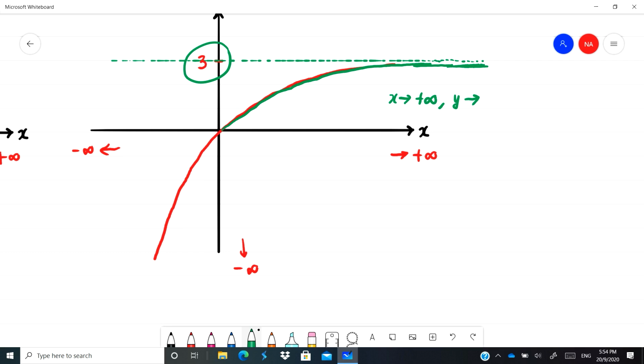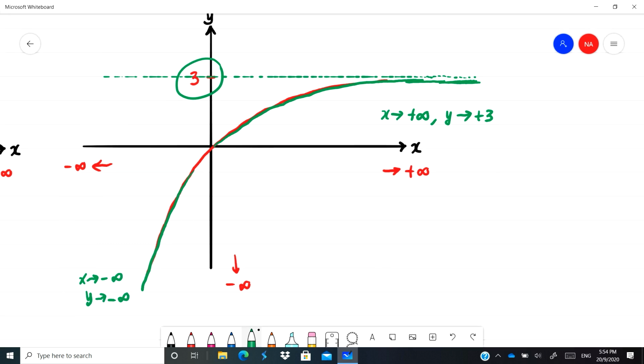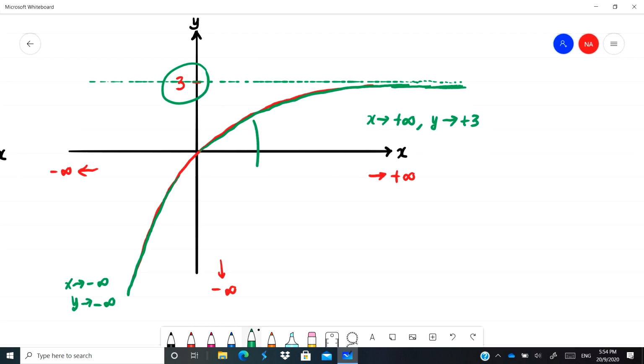This is approaching the number 3. But as x approaches negative infinity, this graph will approach not a number, but negative infinity. So as it approaches negative infinity, y will approach negative infinity. For example, if this is the function f(x), what is the limit as x approaches positive infinity of f(x)? The value will approach 3, so the answer will be 3. This is the idea of what a limit to infinity is.